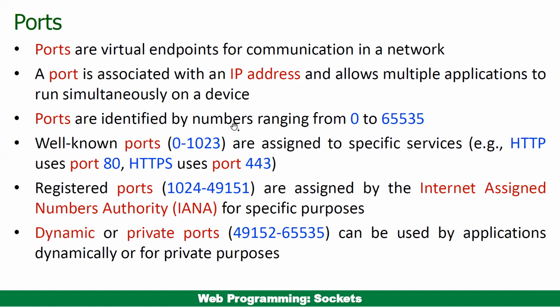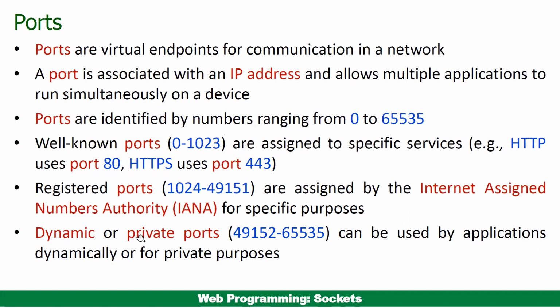Ports are identified by numbers ranging from 0 to 65,535. Well-known ports are denoted from 0 to 1023, which are assigned to specific services. For example, HTTP uses port 80, then HTTPS uses port 443. Then there are registered ports ranging from 1024 to 49151, which are assigned by the Internet Assigned Numbers Authority, abbreviated as IANA, for specific purposes.